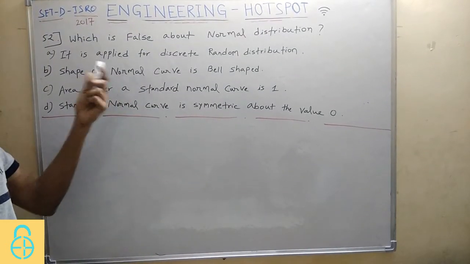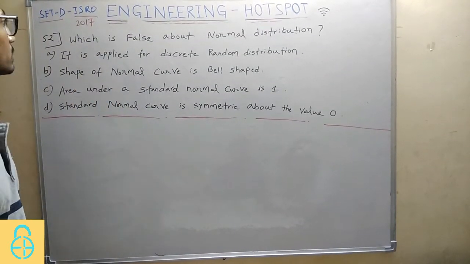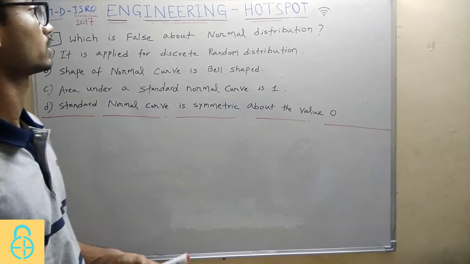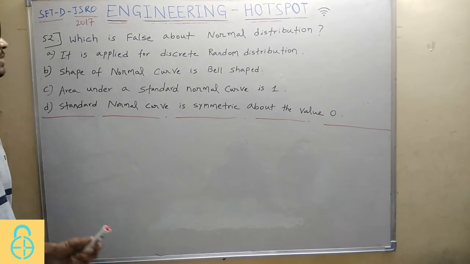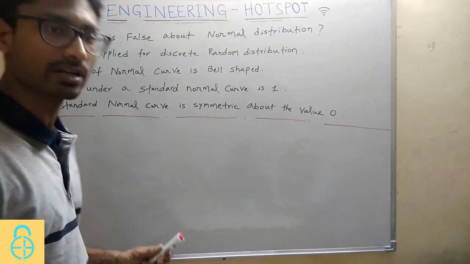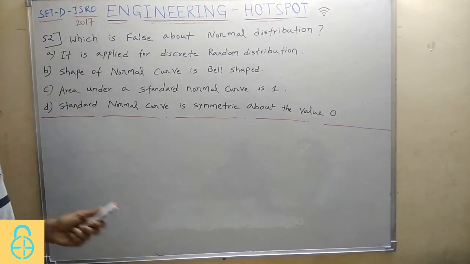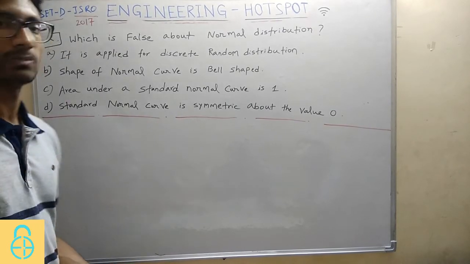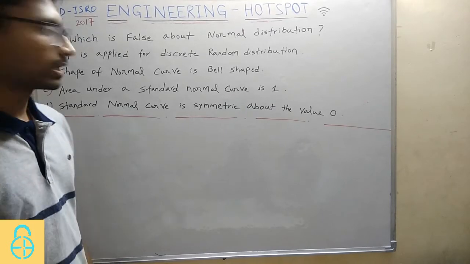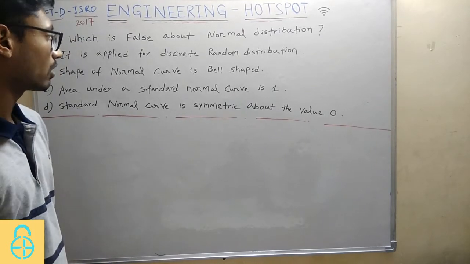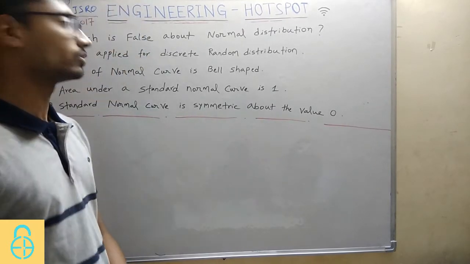So in this question they want to ask which of the statements is false about the normal distribution. They have given four options. The first is: it is applied for a discrete random distribution. Second: the shape of the normal curve is bell shaped. Third: the area under a standard normal curve is 1. Fourth: a standard normal curve is symmetric about the value 0.